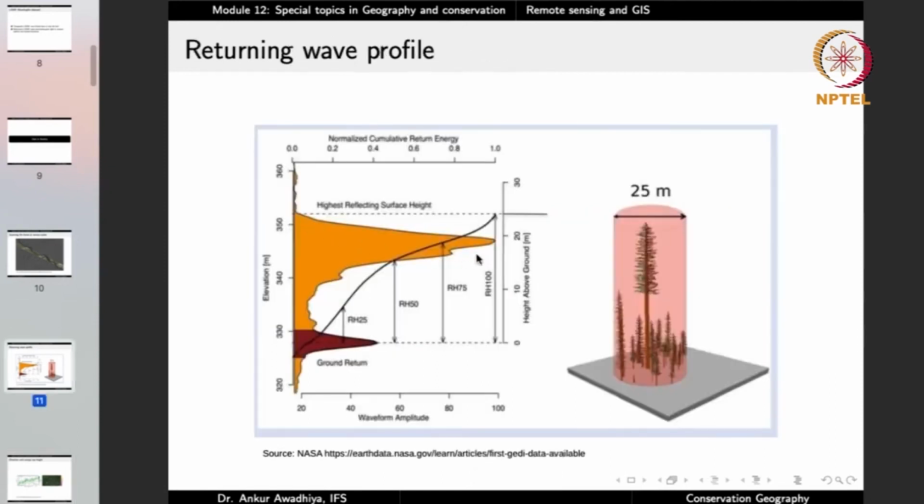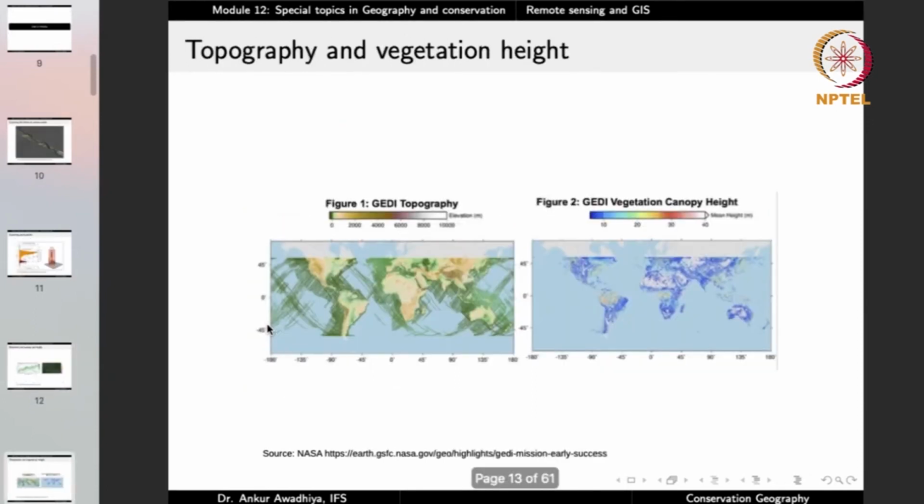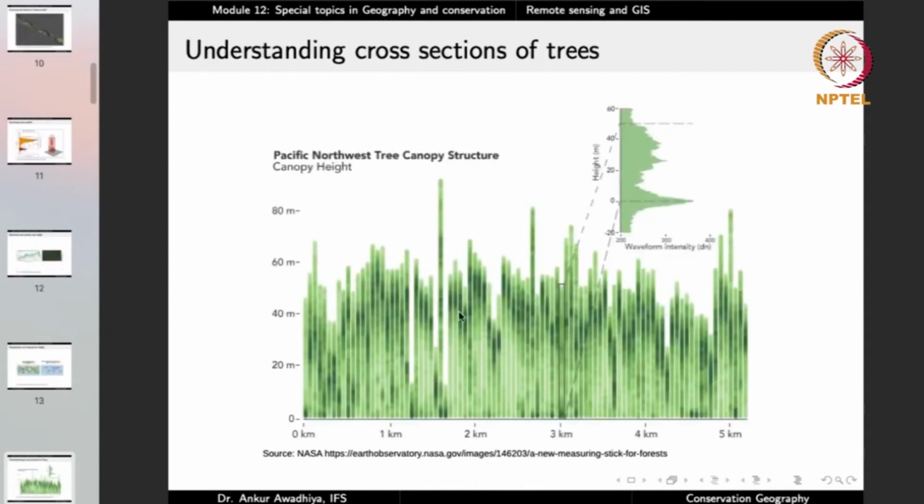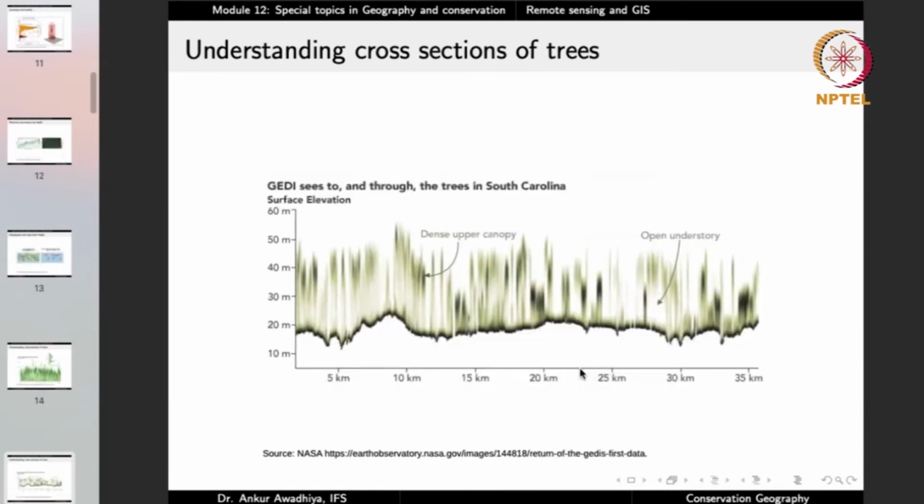But not just that, if you look at this curve, you will find that it also has a particular shape, telling us the amount of energy that is getting reflected from different heights of the tree, and that can be used to compute the characteristics of the tree. So in the first level we can compute the topography, then the vegetation canopy height, followed by the cross sections of the trees. That is, the amount of mass or reflecting surface that is there at different heights in these trees. And with that, we now have an ability to see through the forests.